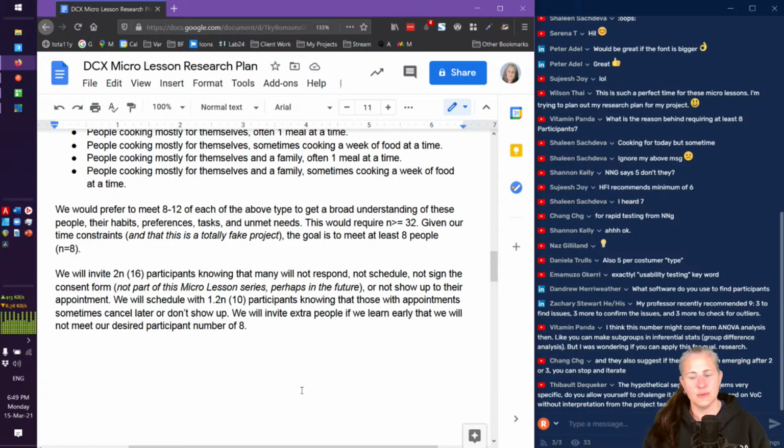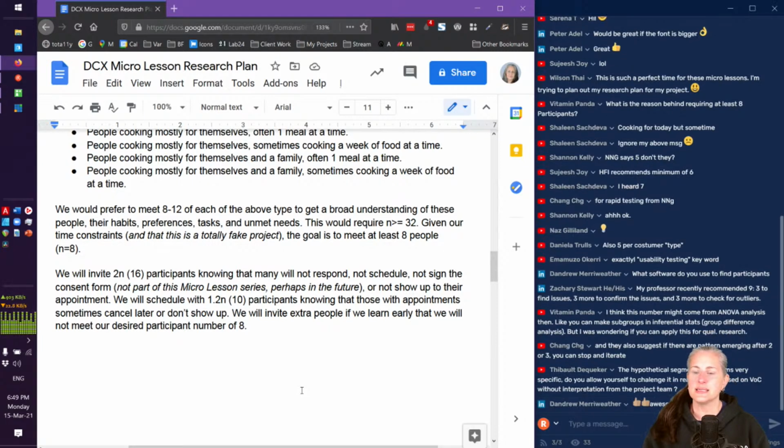Vitamin Panda says, I think this number might come from ANOVA analysis then. Like you can make subgroups in inferential stats, group difference analysis, but I was wondering if you can apply this for qual research. Vitamin Panda, you are the expert at ANOVA stuff, and that is going to be above my head, so I don't think I can respond to that, but thank you.